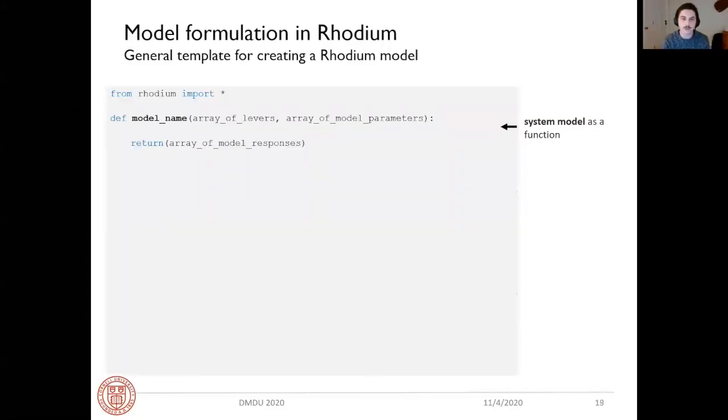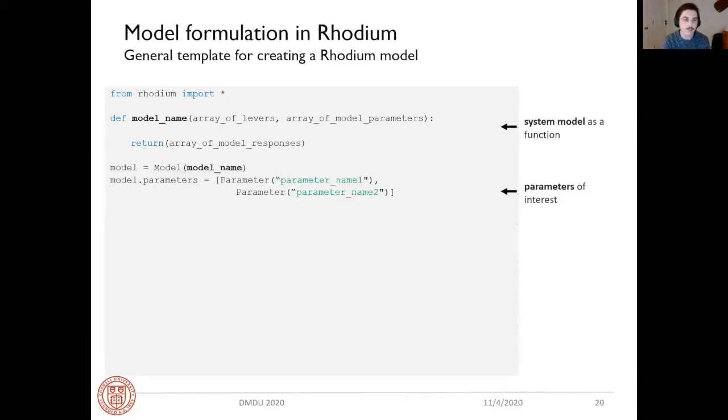So to show you what this might look like in Rhodium, and this is just in a generic example, I'll show the lake problem in a second, and then you'll have a chance to dive in on your own with our interactive binder. So first we import Rhodium up here. Then we're going to define our model. And so in the case of a Python model, this would actually just be a function that takes in an array of levers and also an array of different model parameters. Then we want to define the model as an actual formal model object for Rhodium. So that's done with this line.